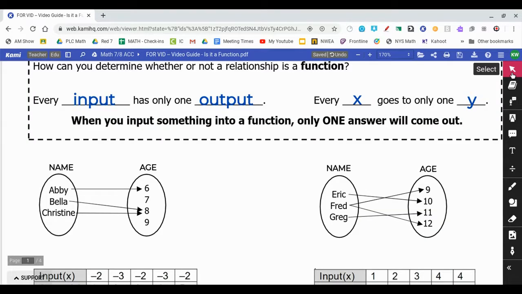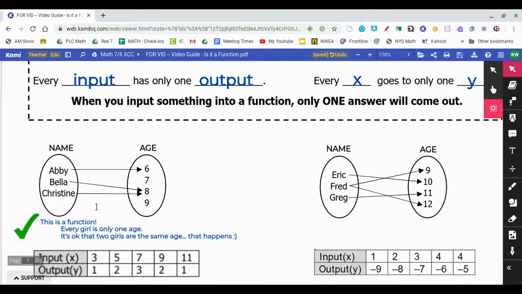Now we can go over some examples of relationships that are functions and relationships that are not functions. Starting with the diagram on the left. Reading this diagram, we find that Abby is 6 years old, Bella is 8 years old, and Christine is 8 years old. This is a function because every input only goes to one output. Every name only goes to one age. And it's okay that Bella and Christine are both 8 years old. 2 girls can have the same age. That will happen in life.